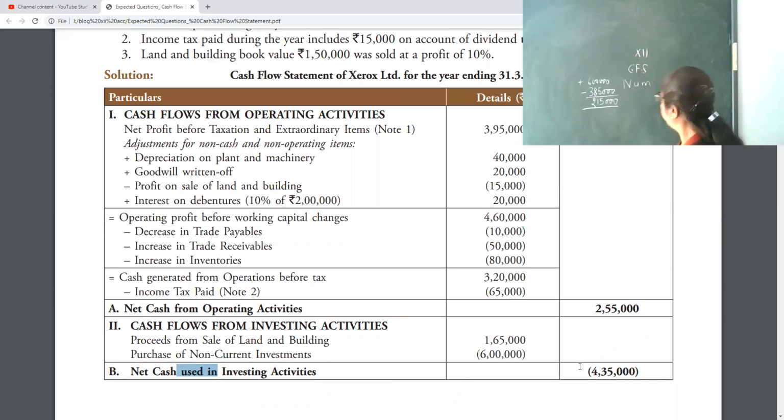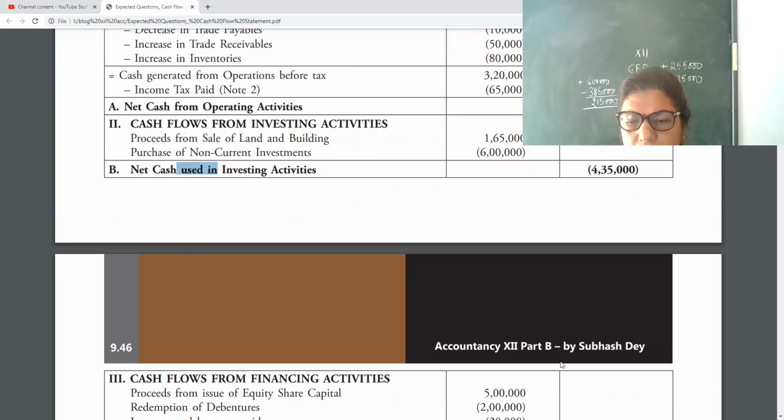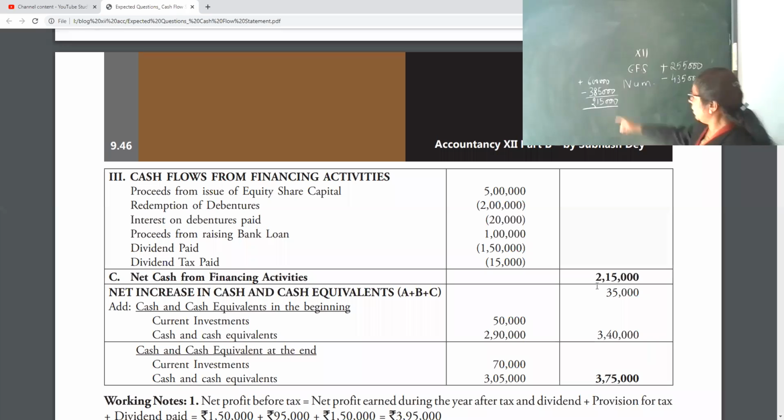Okay. Now see the main point: 2 lakh 55 plus 4 lakh 35,000 minus 4,35,000. Again, 2,15,000. This amount is plus. This is A activity, this is B, this is C. So net will be 35,000.